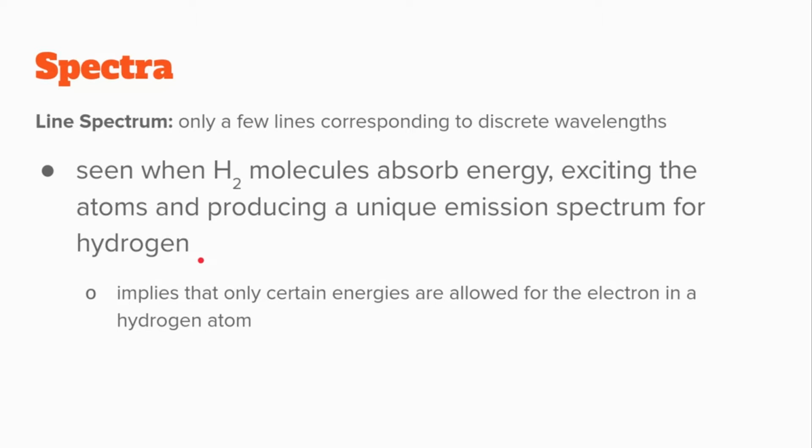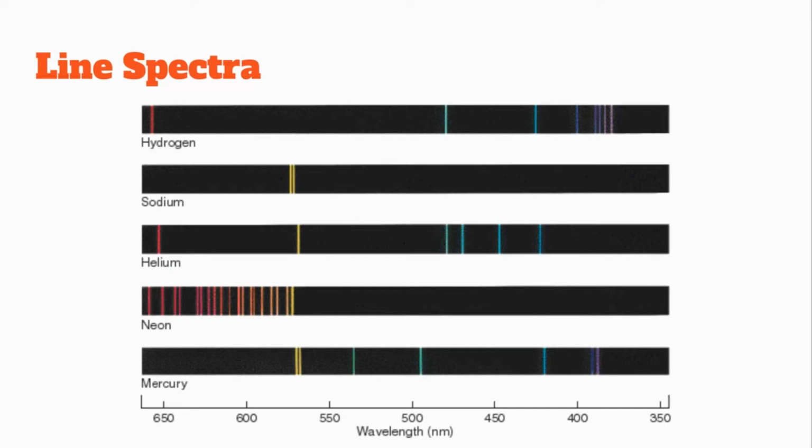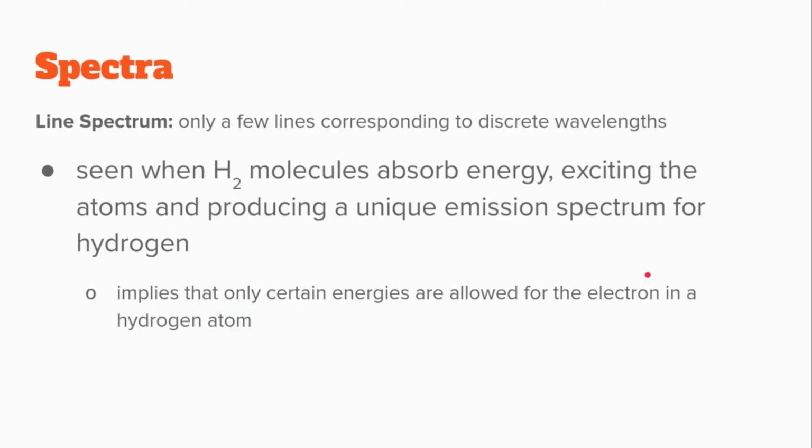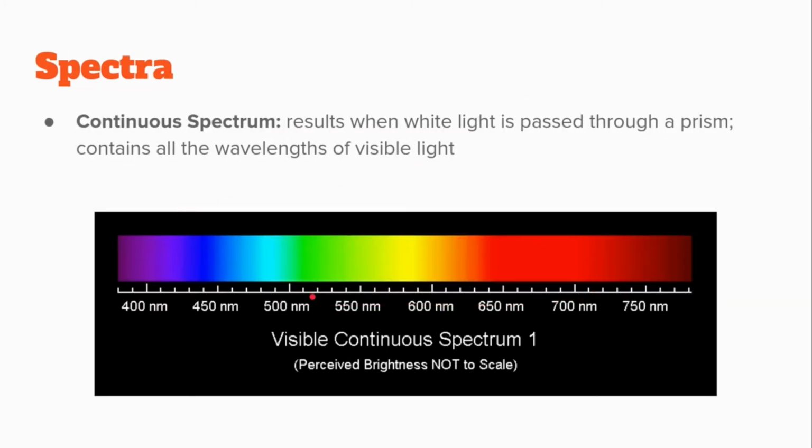What scientists noticed is that not all elements, when burned, produced this continuous spectrum. Instead, they produced a line spectrum. This meant that there were only a few lines of light that corresponded to a certain wavelength. So, like this picture here shows, sodium just had these two yellow lines. Helium had a few more, but just a few lines, not this continuous spectrum like we saw here.